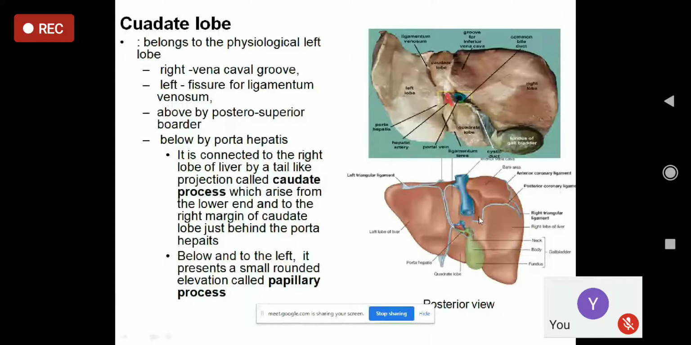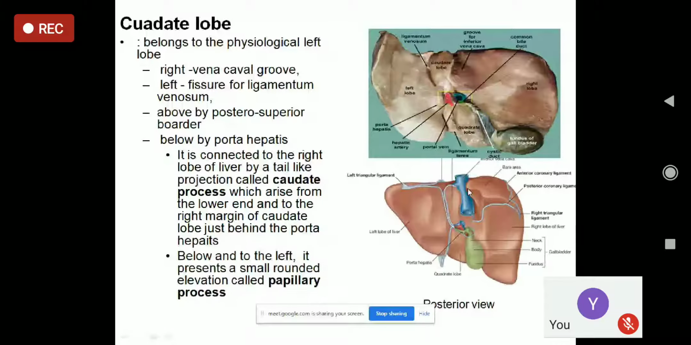As this is a view from the posterior, when you look from posterior, what you see, this is the right side and this is the left side. So always remember the inferior vena cava. As we have seen this from inferiorly, it is looking towards the left side.